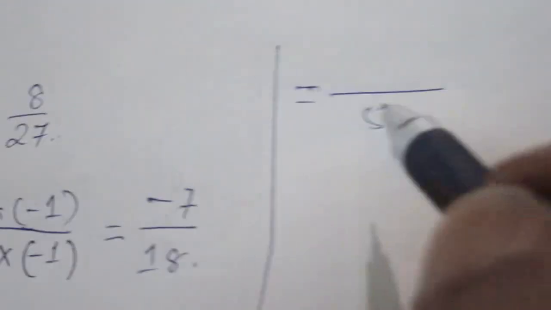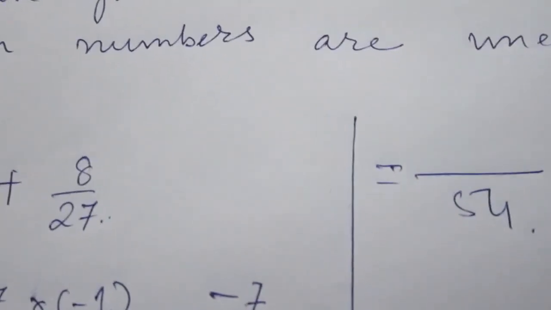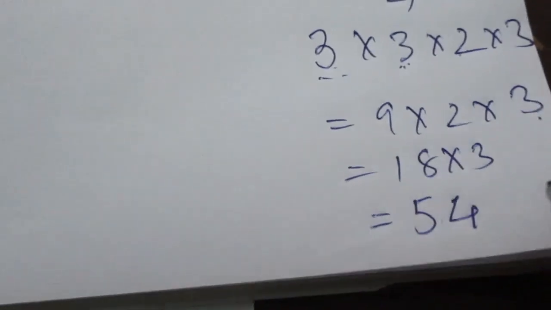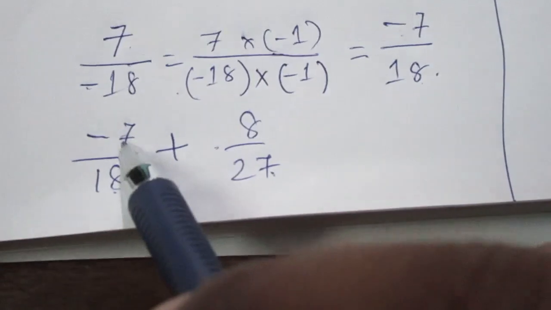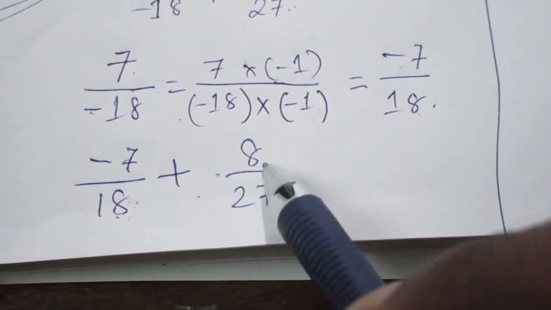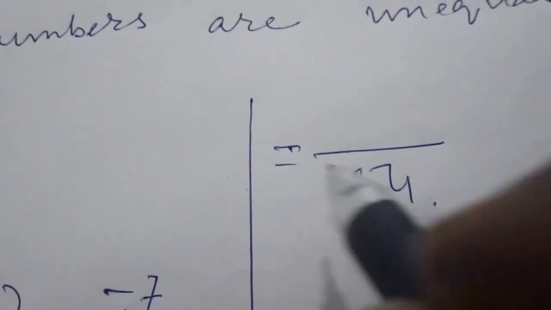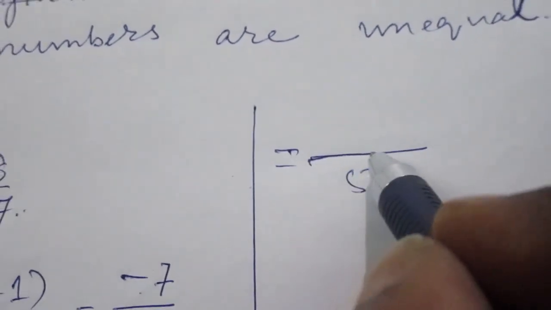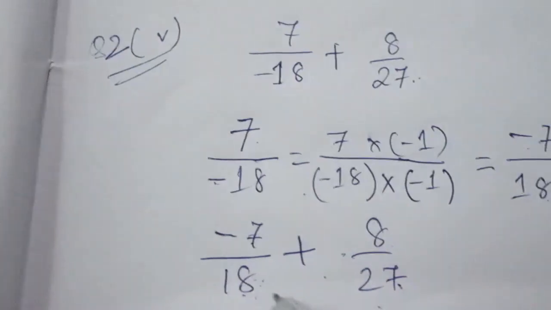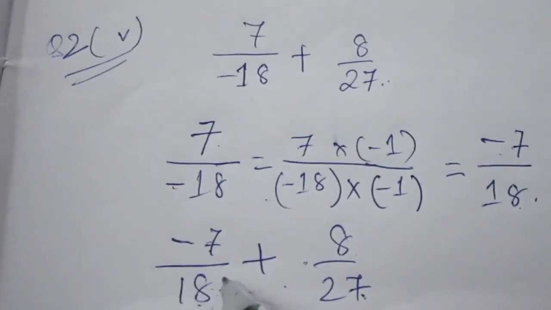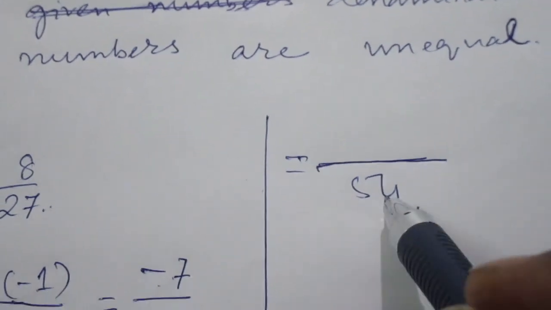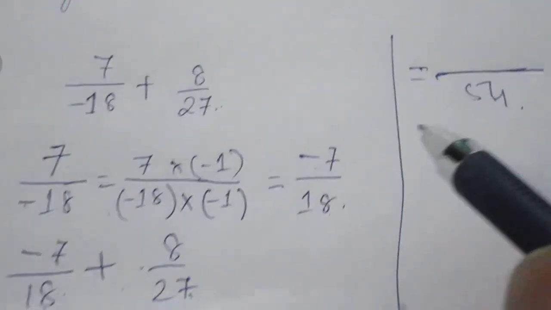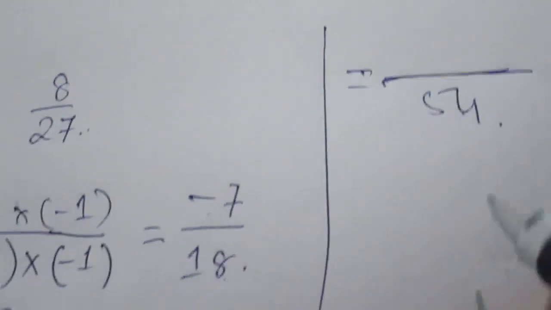Okay. Now we have taken the LCM as 54. After taking the LCM 54, we will have to take this LCM 54 as the common denominator of both minus 7 by 18 plus 8 by 27. After taking 54 as the common denominator, what do we have to do? We have to find out 18 into how much will give me the denominator, or you can say the LCM, 54.